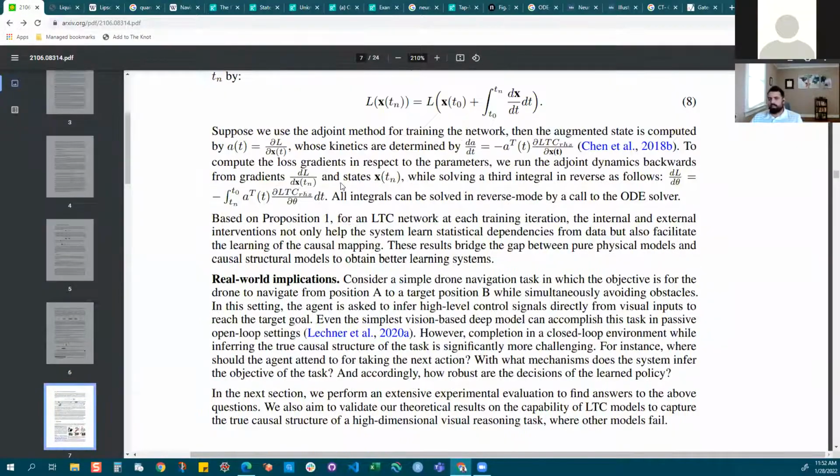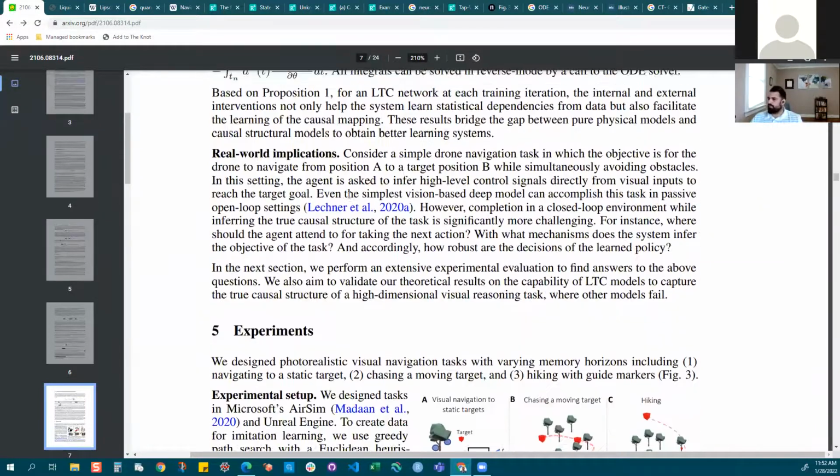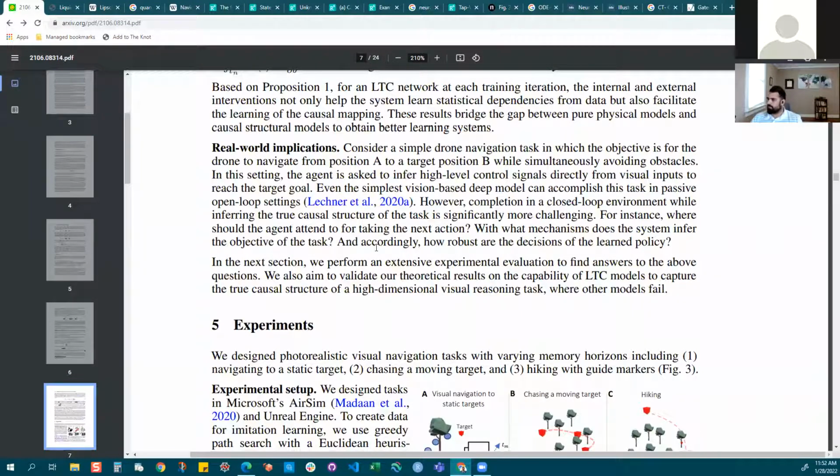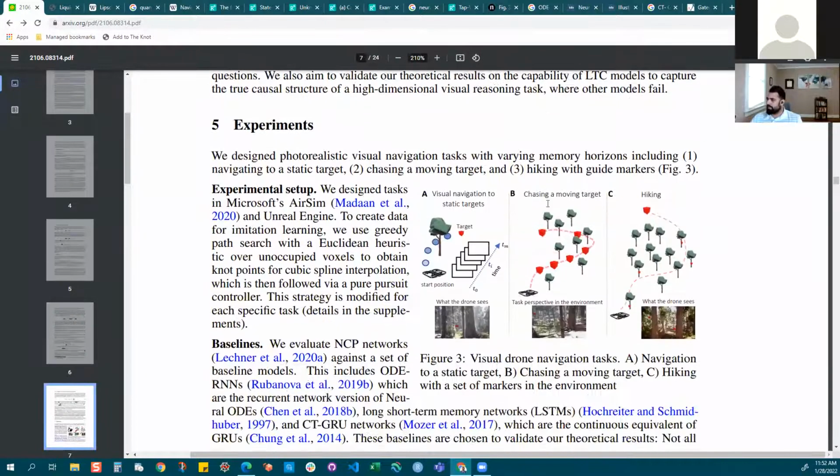After they talk about all the theoretical stuff, they move on to experiments and real world implications. And as I said, they're performing this in a closed loop environment without any human interactions. That's why their system is beating other systems.